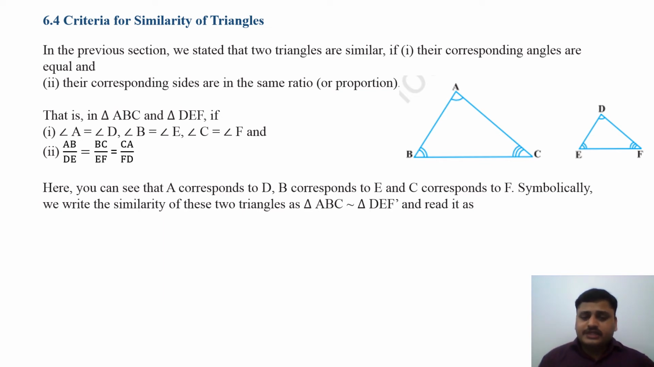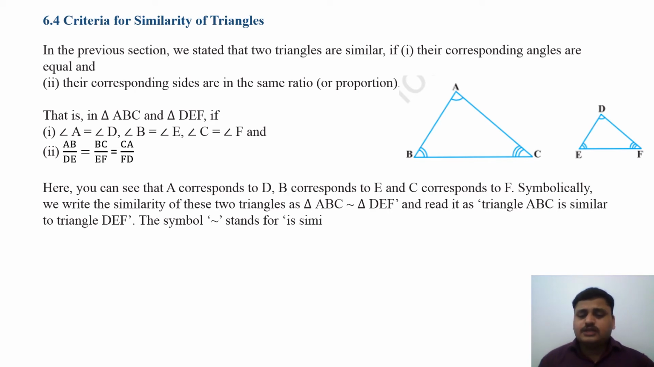And how do we read this one? I read it as triangle ABC is similar to triangle DEF, and in the same way you will read. So that's the symbol form that we have written, and this symbol which you can see, which is given in inverted comma, stands for is similar to.